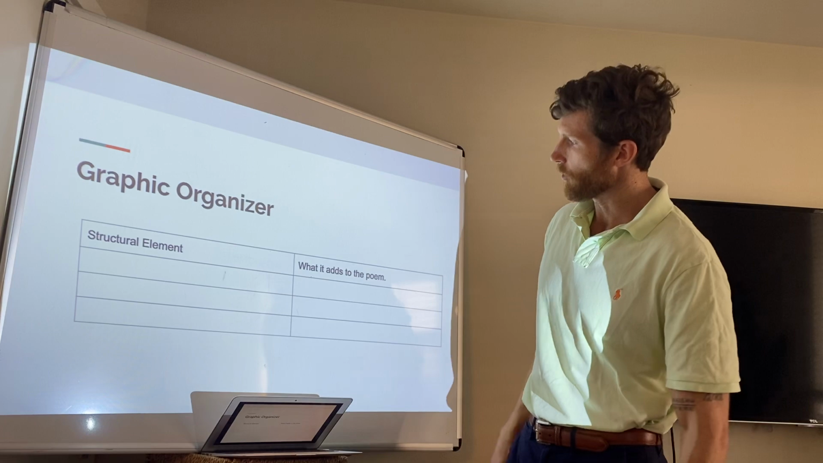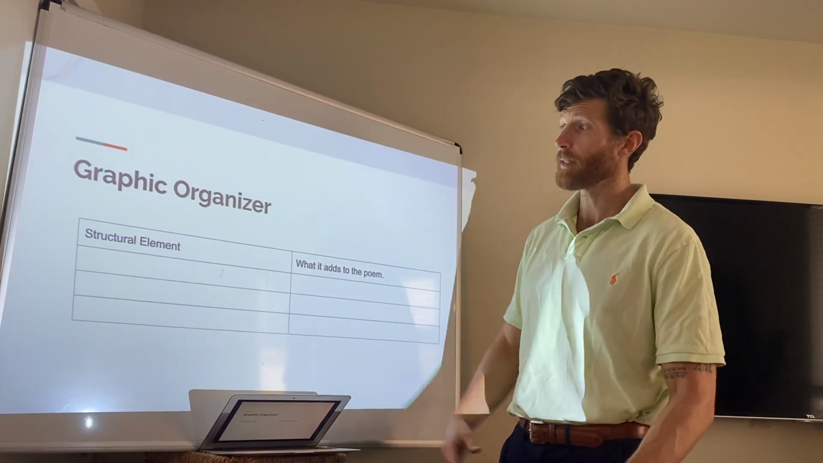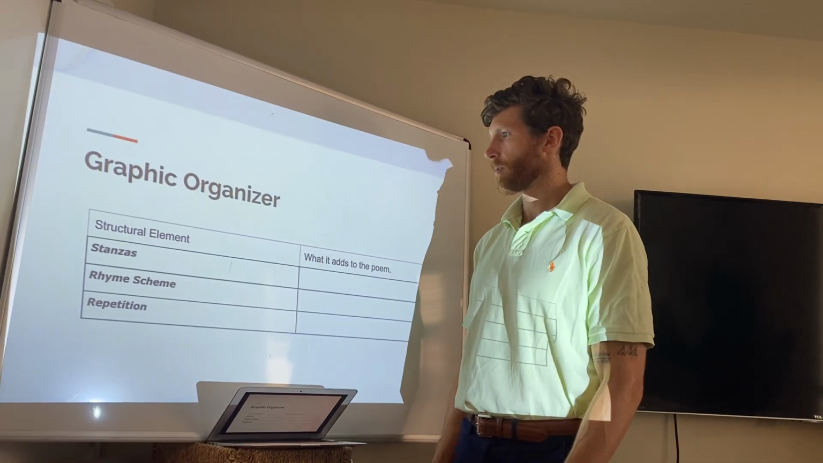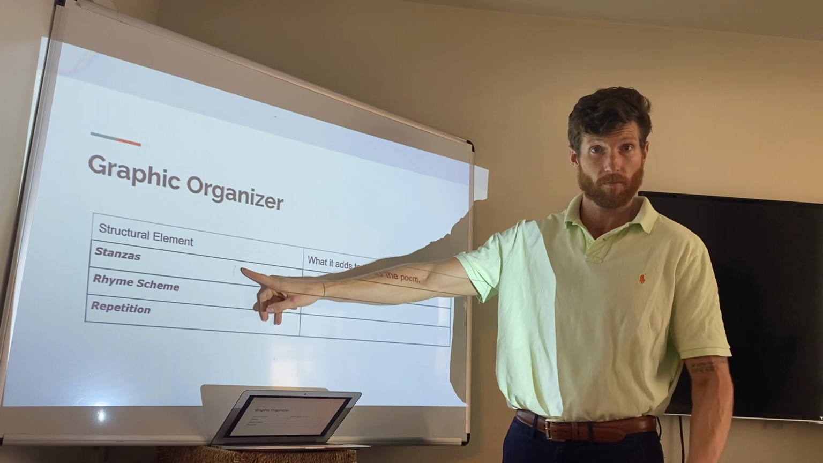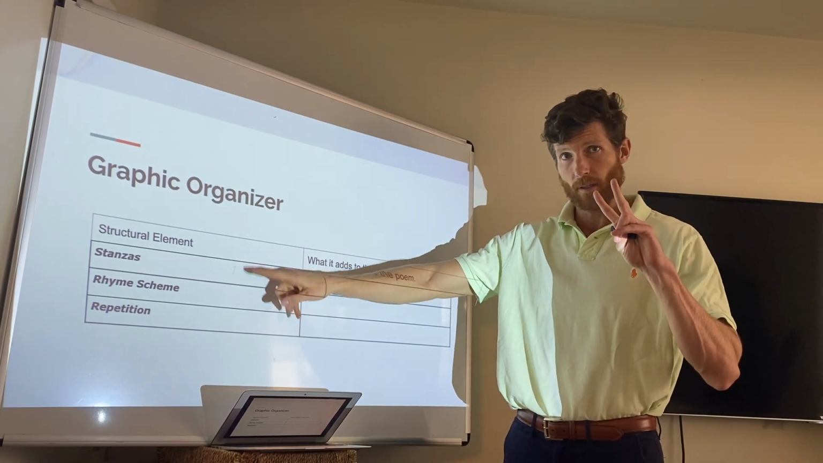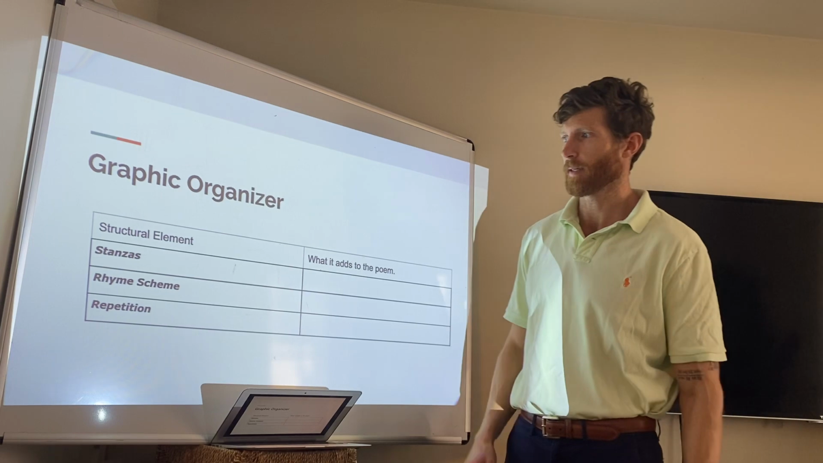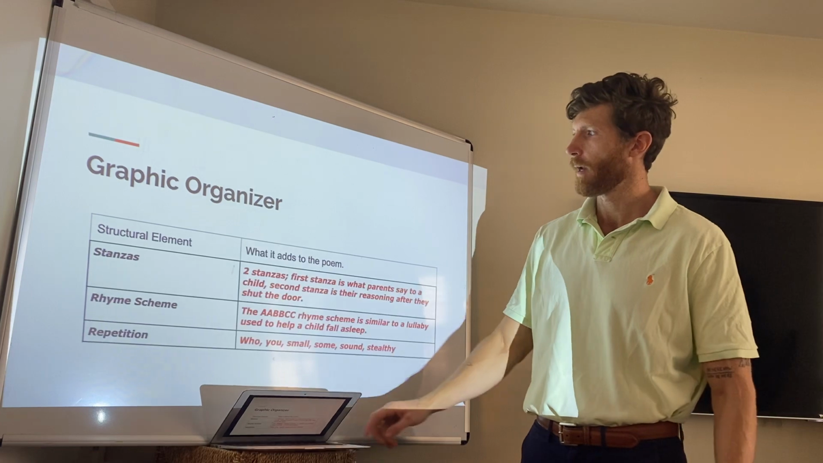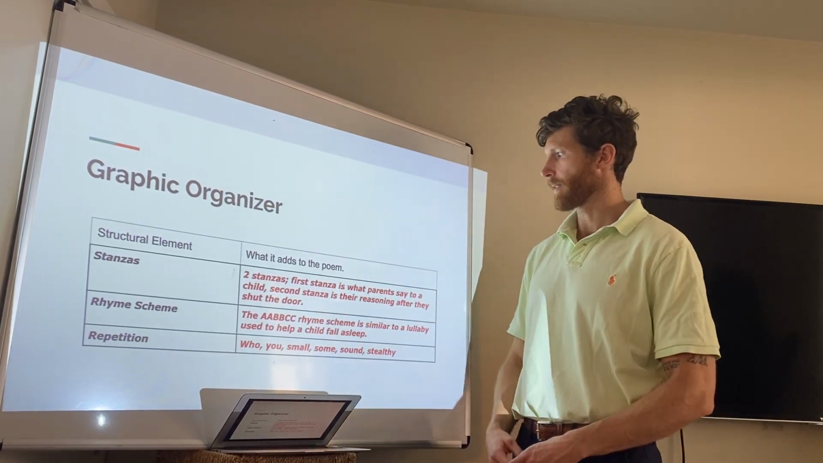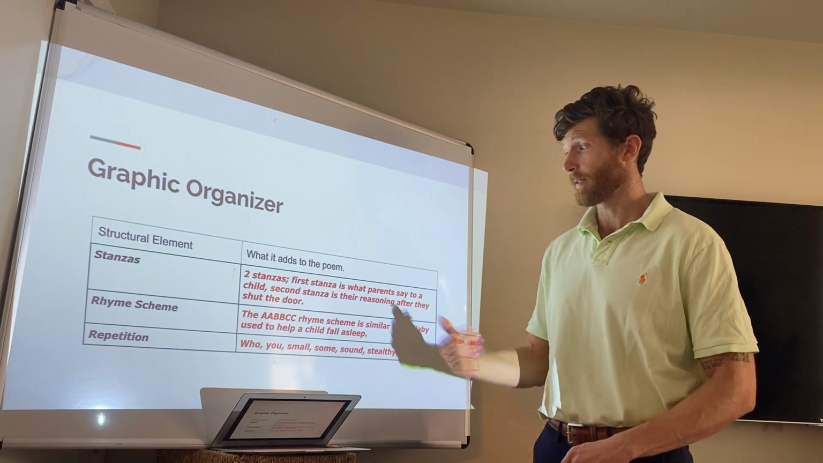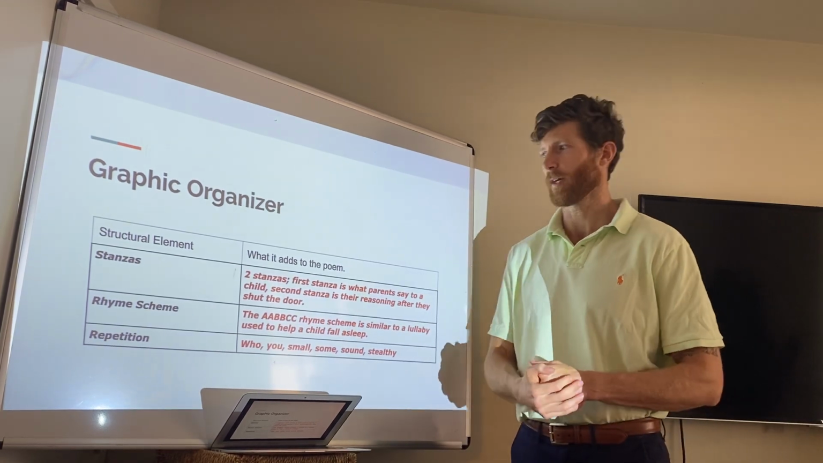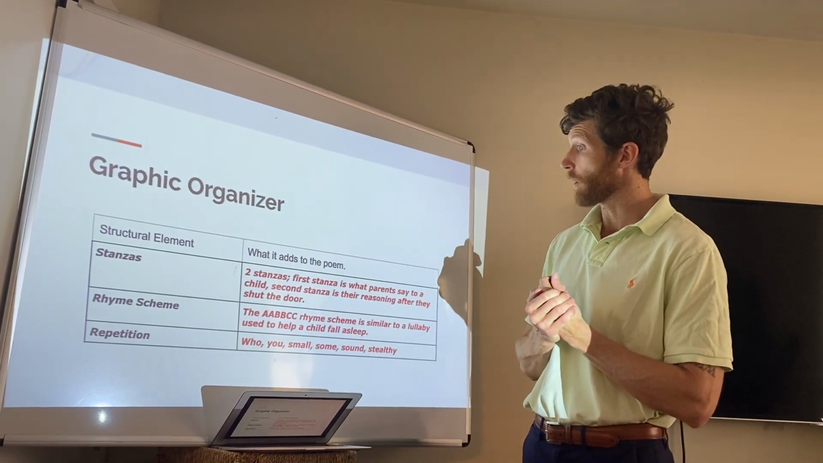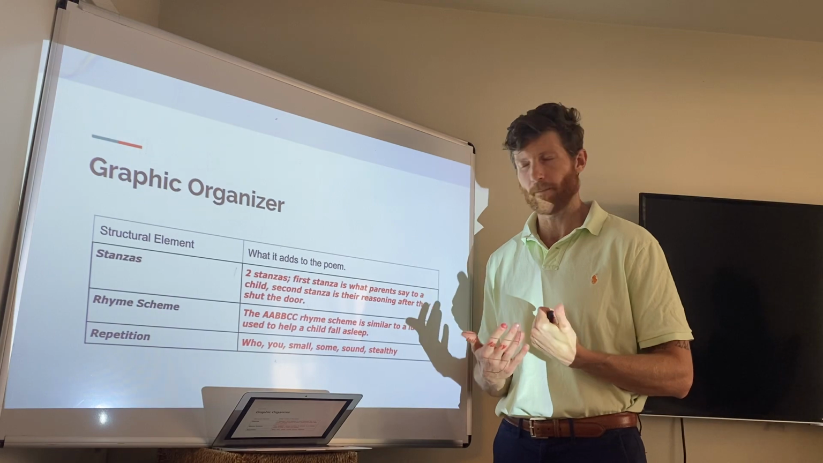So, I'm going to use this graphic organizer to help me see how structural elements add to the poem's meaning. So, we got stanzas, two stanzas. We just talked about the two different ideas expressed in either stanza. We've got the rhyme scheme, which we've identified, then we got repetition, okay? So, two stanzas. The first stanza is what parents say to a child. The second stanza is their reasoning after they shut the door. The rhyme scheme, the AABBCC rhyme scheme, is similar to a lullaby used to help a child fall asleep.